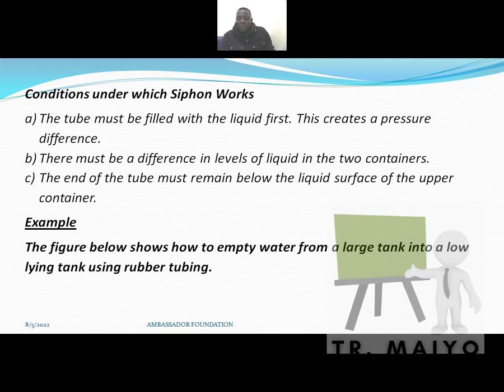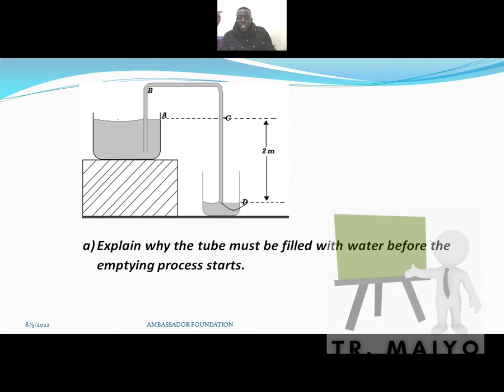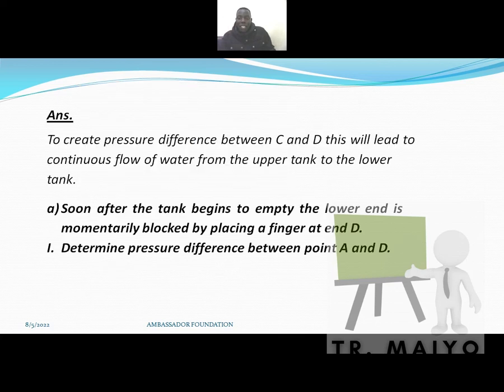Yeah. The figure below shows how to empty water from a large tank into a low-lying tank using a rubber tubing. Explain why the tube must be filled with water before the emptying process starts. That one we have said, to create a pressure difference. Yeah. So soon after the tank begins to empty, the lower end is momentarily blocked by placing a finger at end D. Why? So that your water container is okay before you move the container that you are transferring to more downwards.